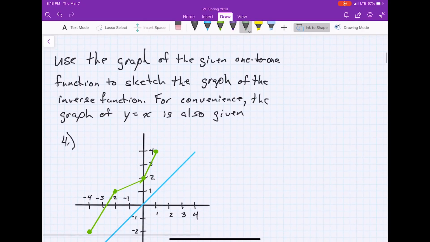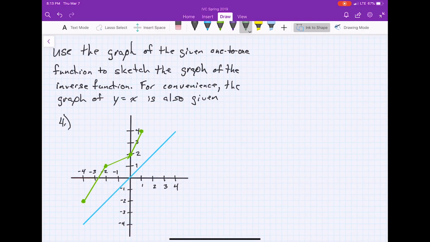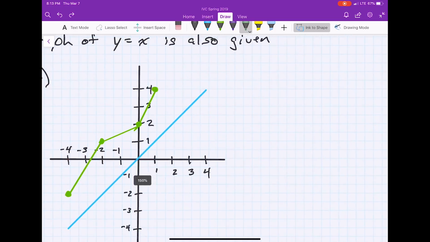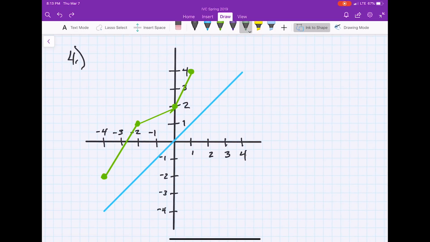All right, number 4. I hope this one's on the test because this is free points right here. Use a graph of the given one-to-one function to sketch the graph of the inverse function. For convenience, they put this blue line here for us to show what we're reflecting around.